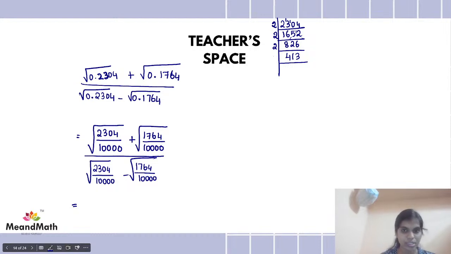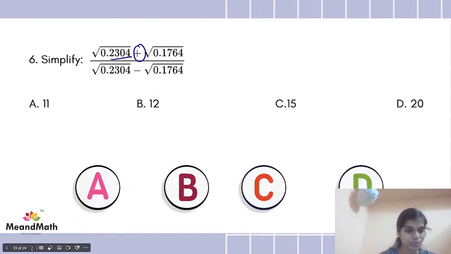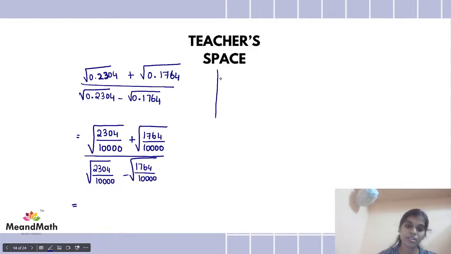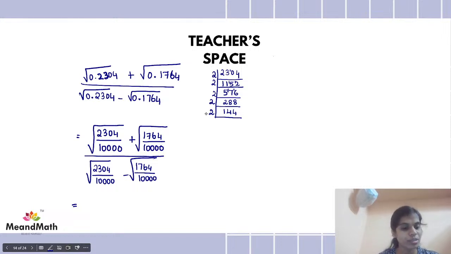It is 2304, right? 2304. 2 table 1, 1, 5, 2. 2 table 5, 7, 6. 2 table 2, 8, 8. 2 table again 1, 4, 4. 2 table 144 is 12 squared. We know that well. Okay.